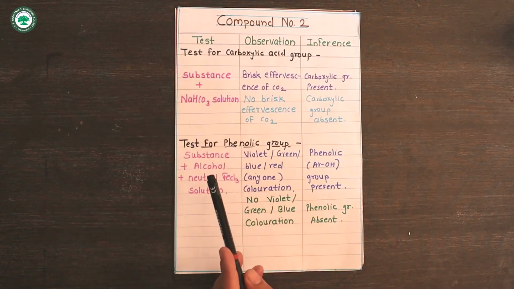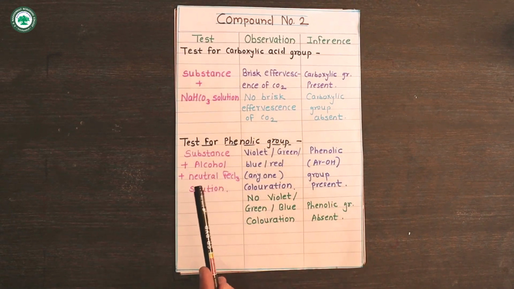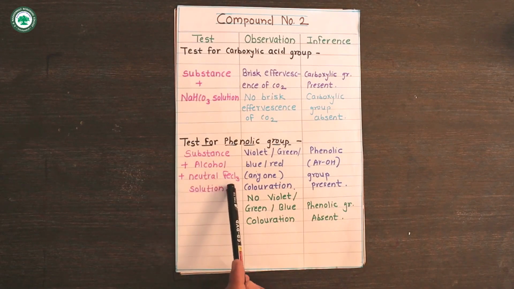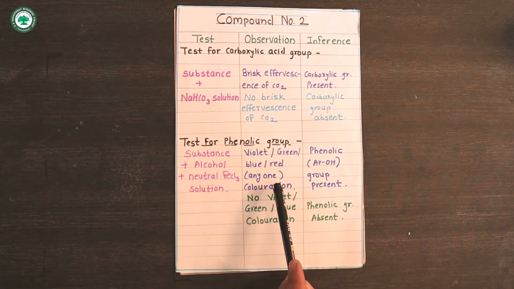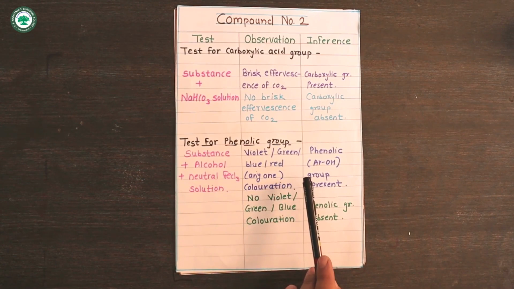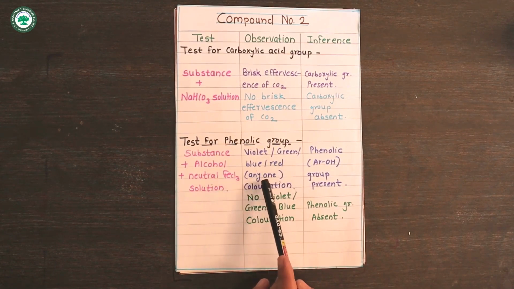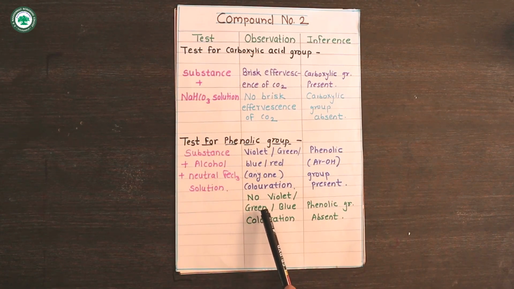Then the second test is for the phenolic group. Test for phenolic group is substance plus alcohol plus neutral FeCl3 solution, that is ferric chloride. If there is violet or green or blue or red coloration, any one of the above colorations, then the phenolic group is present. If there is no violet, green or blue coloration, then the phenolic group is absent.